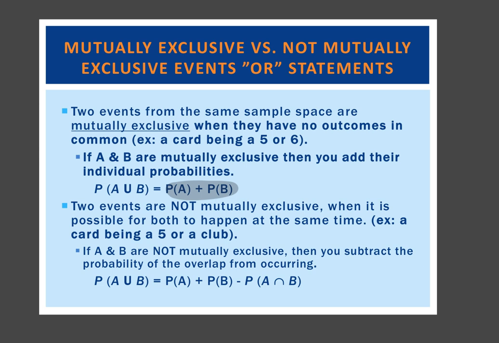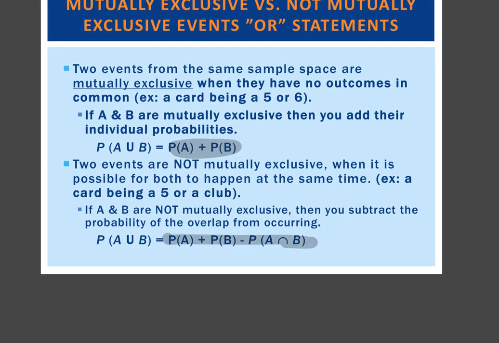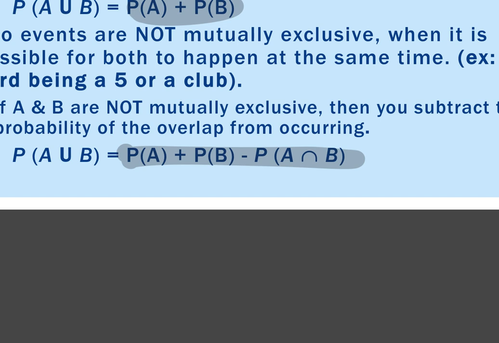Not mutually exclusive means it can be both. So that would be like a jack and a heart. A card can be both. And when it can be both, you add the probabilities of each individual one, but then you subtract the probability of the overlap. So, for example, if a card is a 5 or a club, is it possible for there to be a 5 with a club on it? Yes. So I'm going to find the probability that it's a 5. I'm going to add to it the probability that it's a club. And I'm going to subtract from it the probability that it's a 5 of clubs.